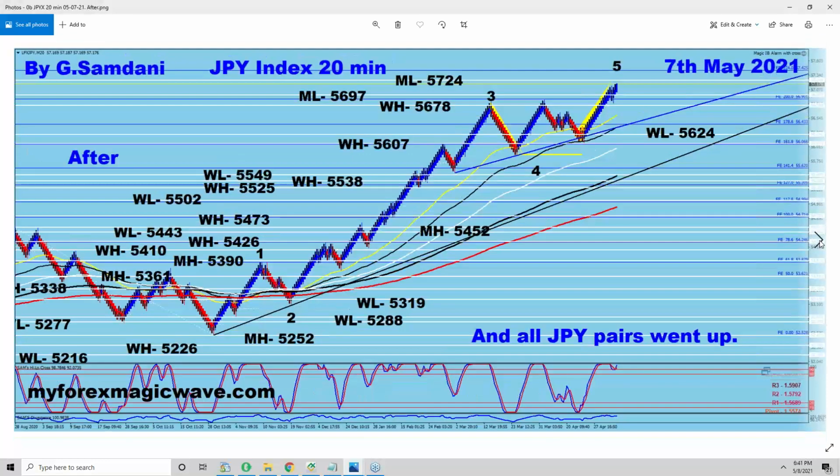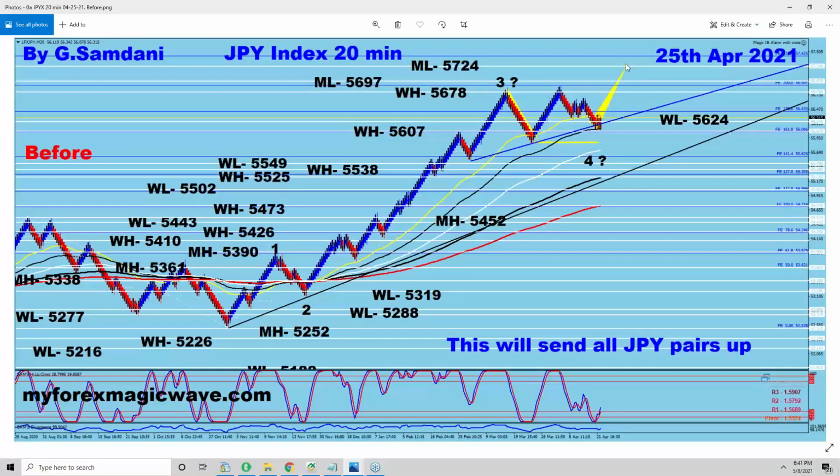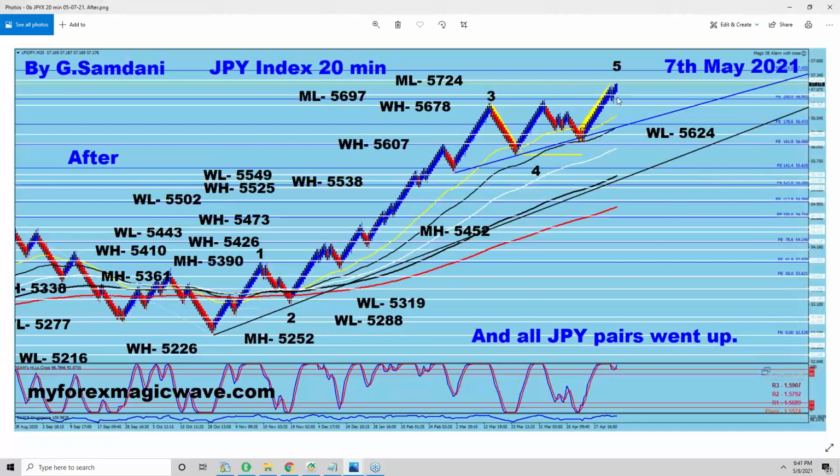So the first one, see, this is what happened to that chart. It went from here on this yen index 20-minute chart. I recorded it last Friday, and from here it went all the way here, as I said it would. From here my target was 57.24. Where we are now, just below that, 57.24. So all yen pairs went up. Okay, you can go and take a look.